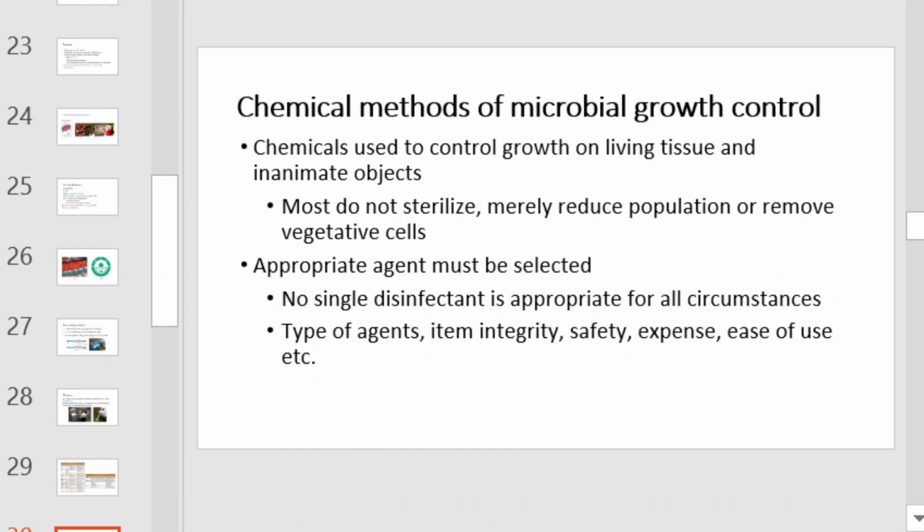Chemical methods of microbial growth control. Chemicals can be used to control the growth on living tissue and inanimate objects. Most chemical controls do not sterilize, but simply reduce the population or remove vegetative cells. An appropriate agent must be selected for chemical control methods to be effective. No single disinfectant is appropriate for all circumstances. The type of agents, item integrity, safety, expense, and ease of use all must be considered.